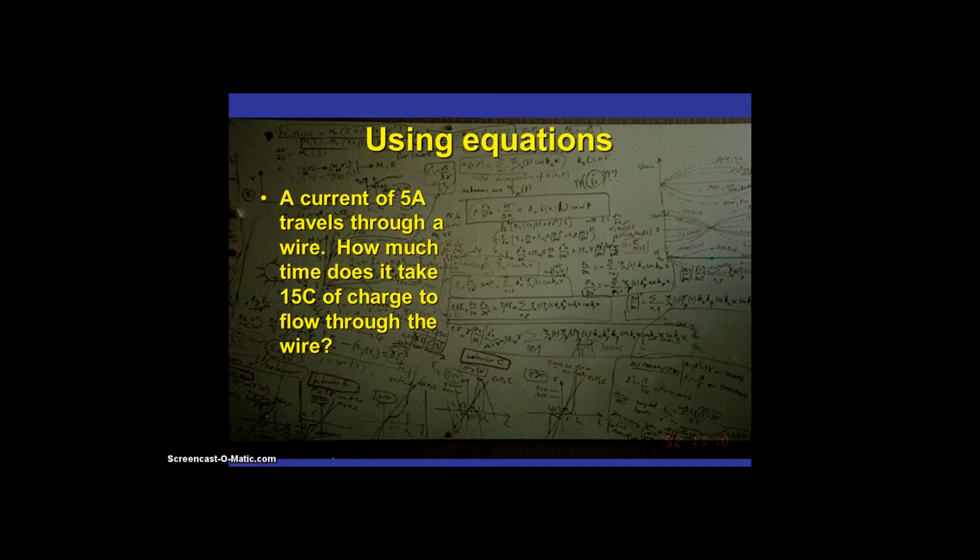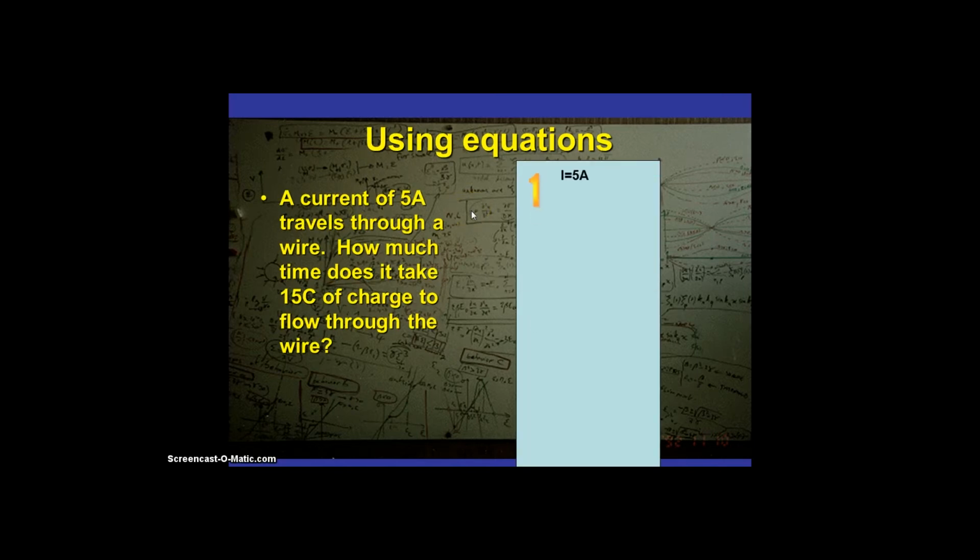So we take a look. The first thing we notice here is we see a number 5 A. What is that? Well, it's a current. And if you look on the sheet of paper that I gave you, we can see that current is symbolized by a capital I. So we write I equals 5 A. Then the next thing we see is time. It says how much time does it take? So time is the thing we're looking for. We look up time, we see lowercase t is time, so we write t equals question mark, showing that it's our unknown that we're going to try and find.